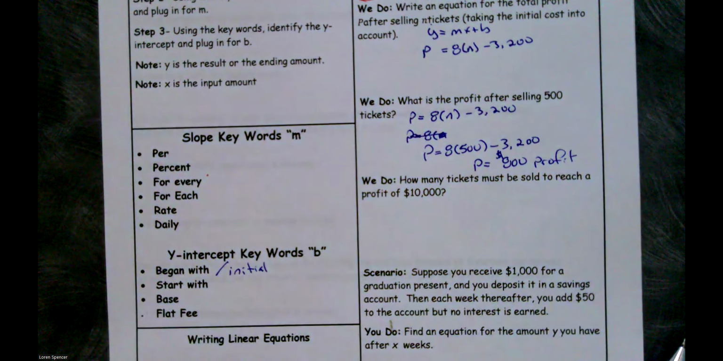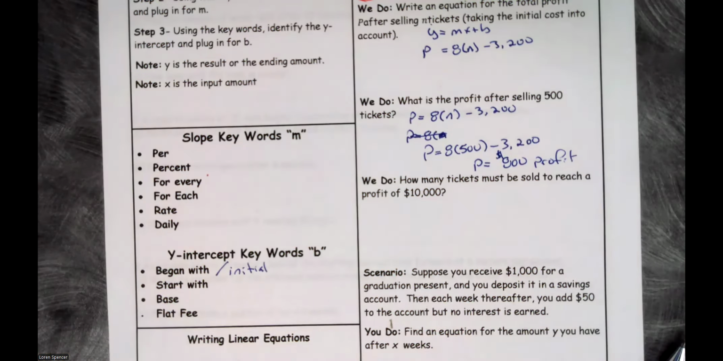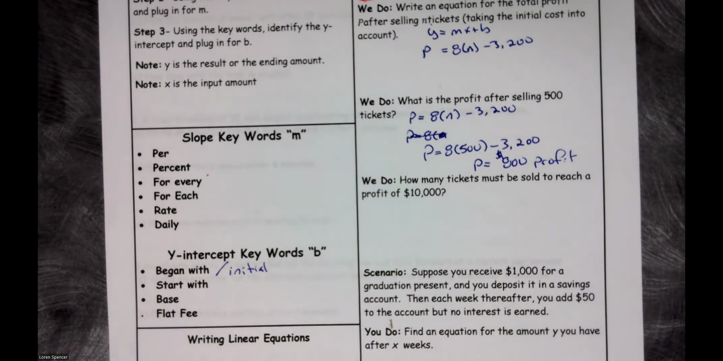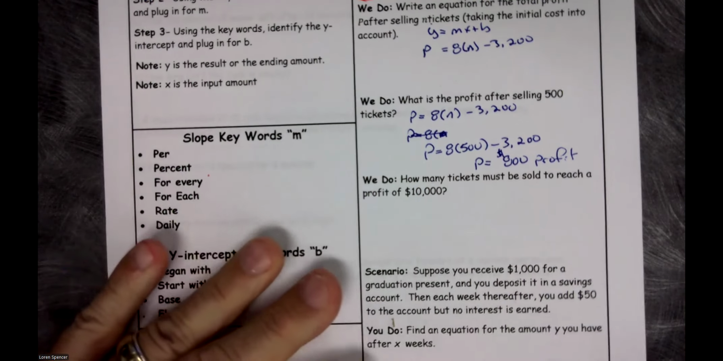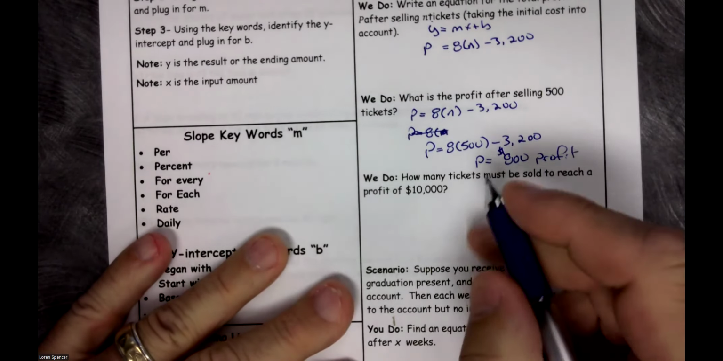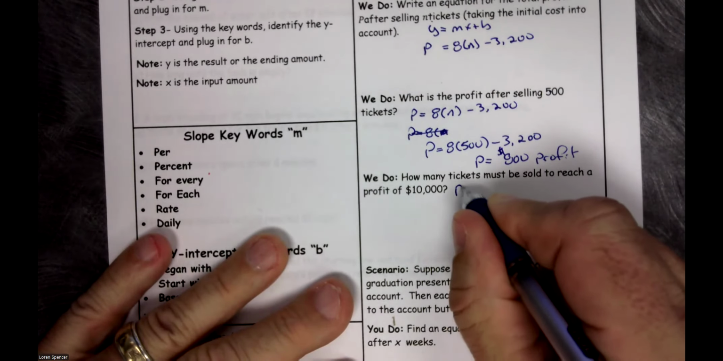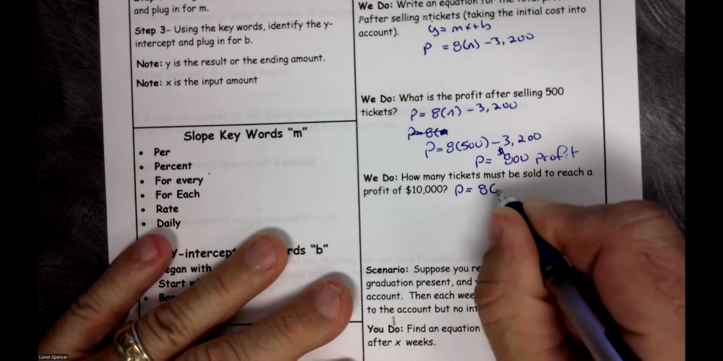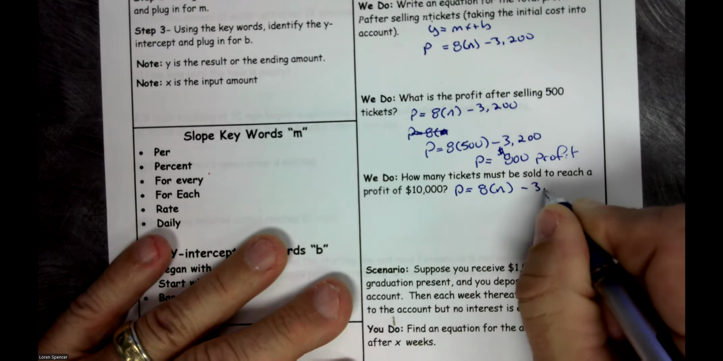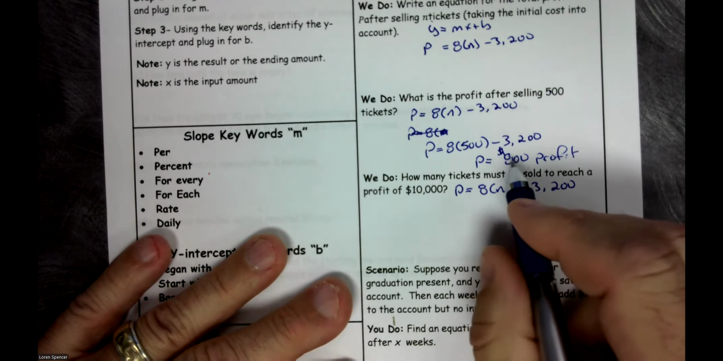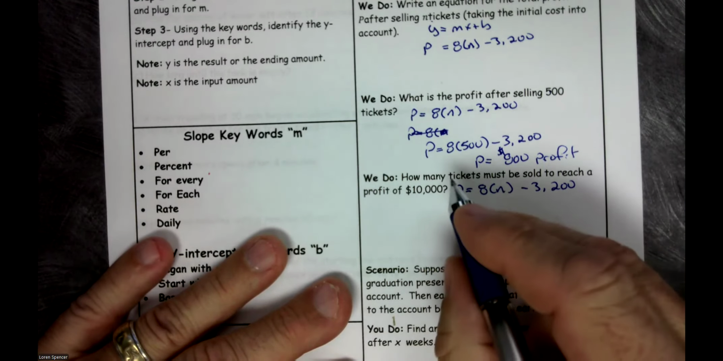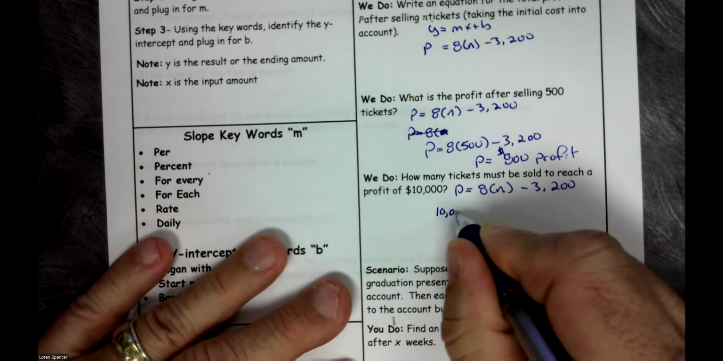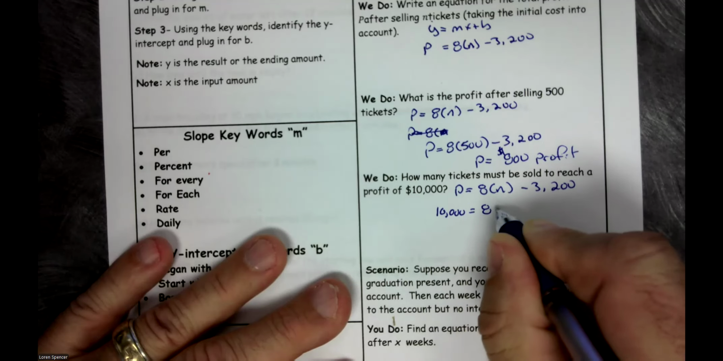So how many tickets must be sold to reach a profit of $10,000? All right. Well, P is profit, so we know the $10,000 is profit, and we're looking for N, the number of tickets sold. So let's go back to our original equation. Our original equation is P equals 8 parentheses N minus 3,200. In this case, we know our profit is 10,000, which is our P. We're looking for N.